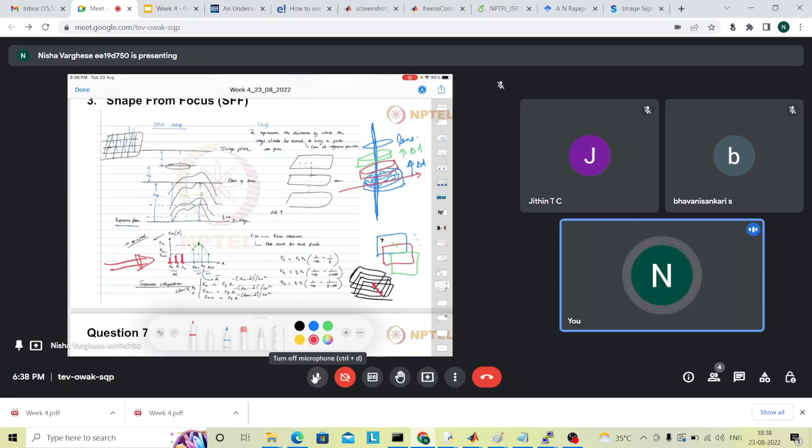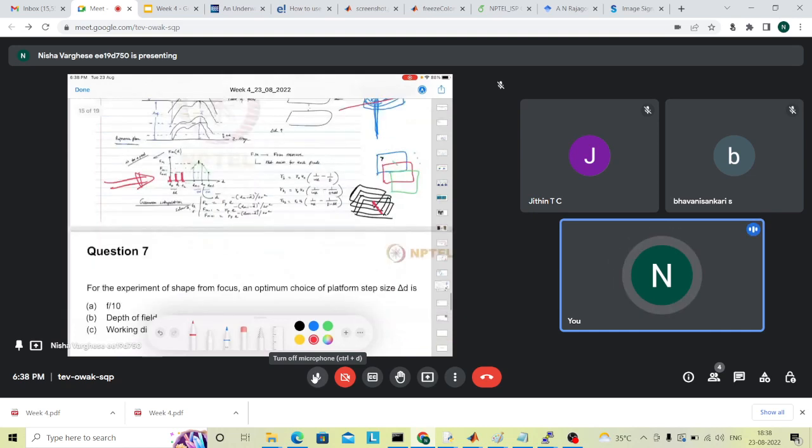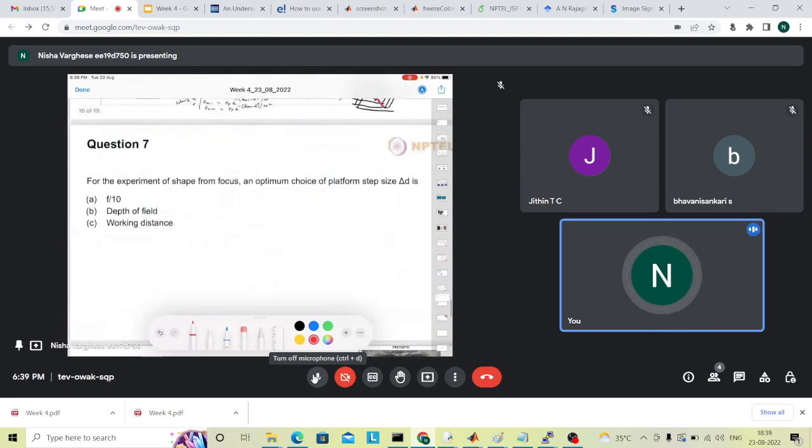Then we'll find the maximum focus point, that is, the plane at which we have the maximum focus value. We can find the focus value by using focus operators, which will be discussed in the next lectures. Using this information, we'll find the depth at every pixel location. That is our aim. So this is about shape from focus. Question 7 is about shape from focus.